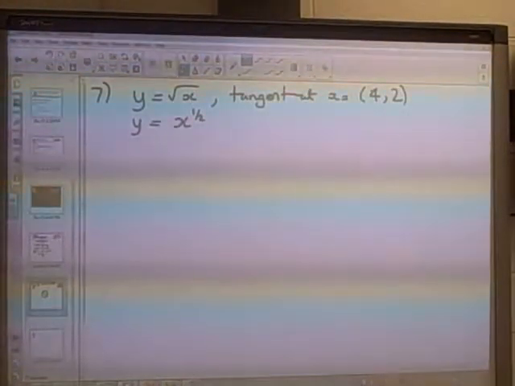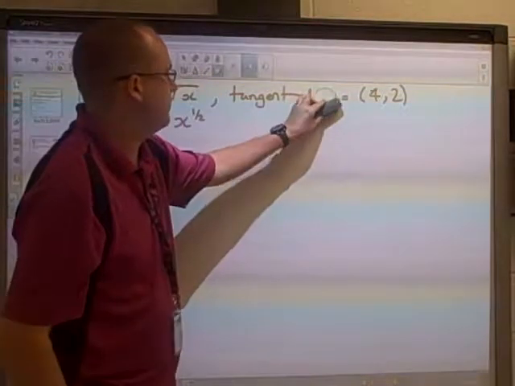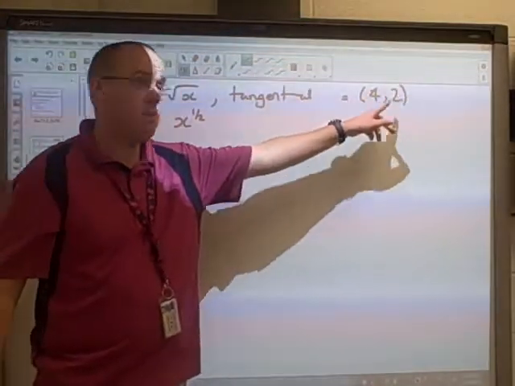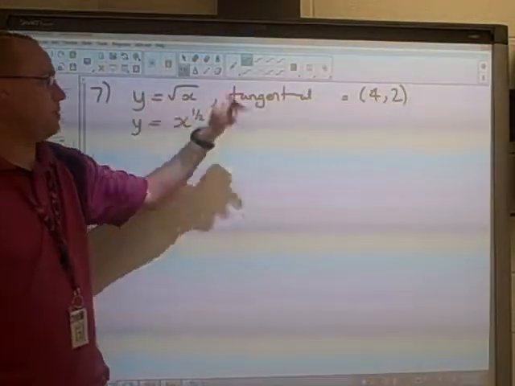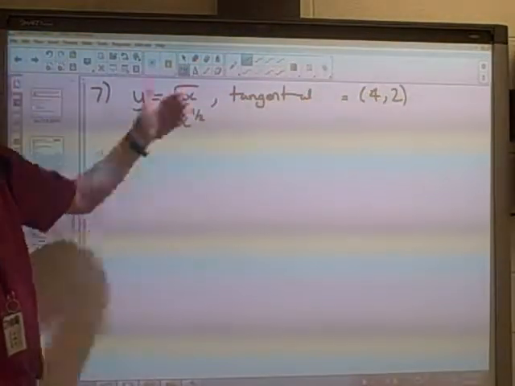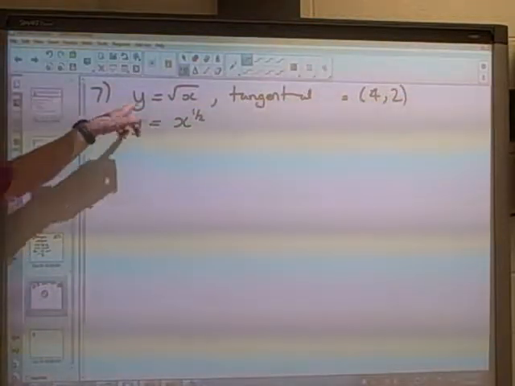Now in question 7, they were actually quite generous to begin with. They gave us the x value, but they also gave us the y value. We could have found this y value anyway. The square root of 4 is going to give us positive 2. So we know what our coordinate is. If we're going to write the tangent, we need a point and a slope, so we need to find the slope. To do that, we're going to differentiate.